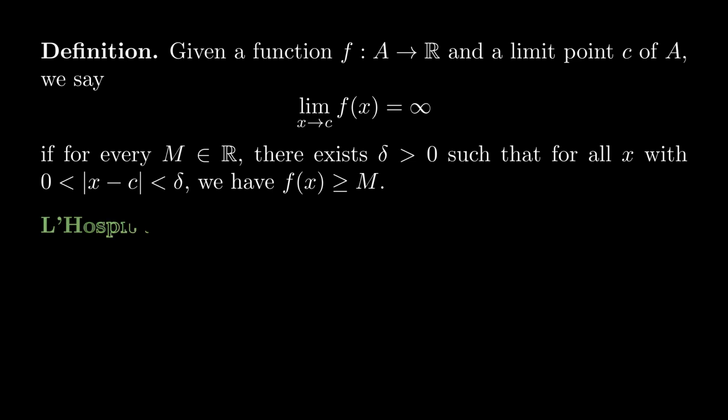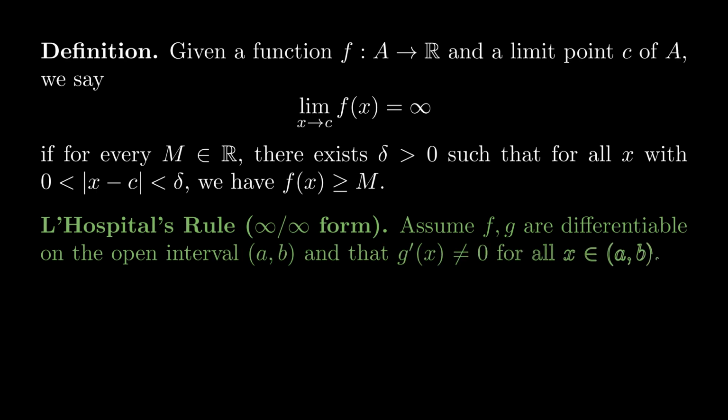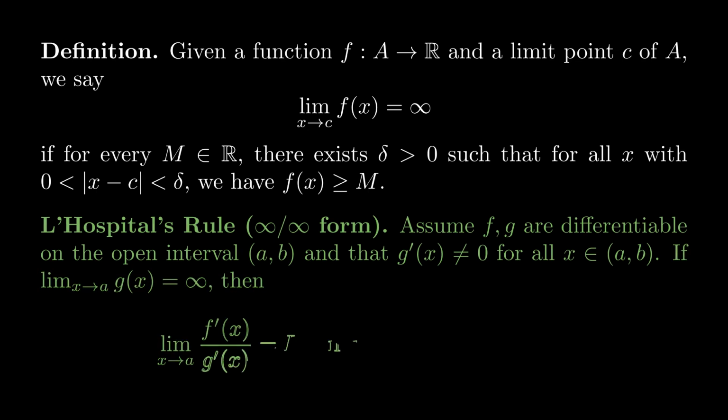Now, stating the infinity over infinity form of L'Hopital's rule, assume f and g are differentiable on the open interval a to b, and that g prime of x is not equal to 0 for all x in the open interval a to b. If the limit as x approaches a of g of x equals infinity, then the limit as x approaches a of f prime of x over g prime of x equaling L implies that the limit as x approaches a of f of x over g of x equals L. And this would just be the right-handed half of the infinity over infinity form of L'Hopital's rule.